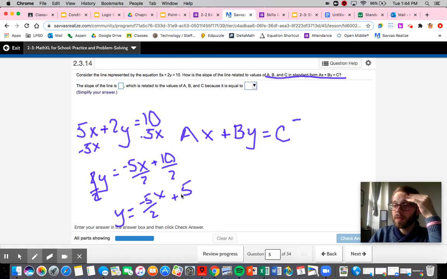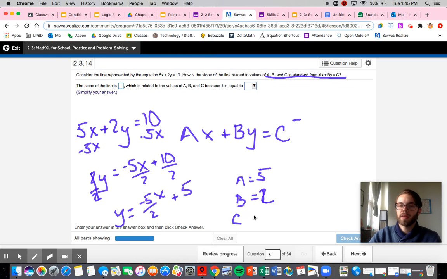Now, if we're looking at this, that's ultimately the slope, by the way, negative 5 over 2. So that would be our slope. But it's asking us, how do those relate to the values of A, B, and C? So A, B, and C, as you can see here, A is 5, right? So A is 5, B is 2, and then C is 10.